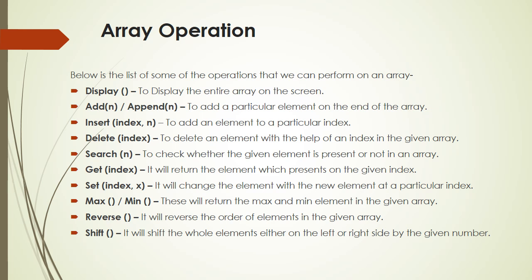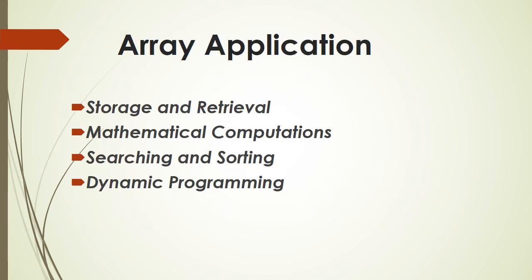Set function will change the element with a new element at a particular index. Max and min functions are used to return the maximum and minimum element in the given array. Reverse function is used in order to reverse the elements in the given array. Shift, this function shifts the whole element either to the left side or the right side by the given number.